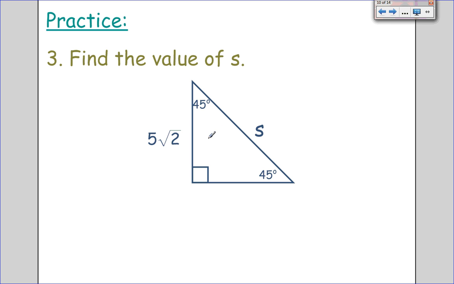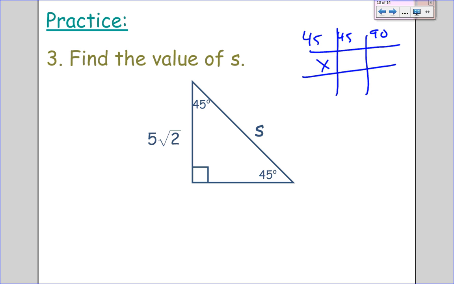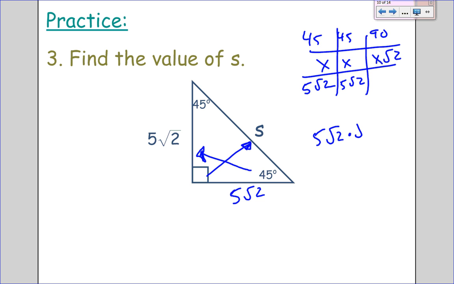Find the value of s. We know our little chart here. We know the 45 side. We're looking for the 90 side. So 45 is 5 root 2. It's going to be the same here. So if it asks for this, that would also be 5 root 2. And to go from 45 to 90, you multiply by the square root of 2. Square root of 2 times the square root of 2 is just 2. So 5 times 2 is 10. So s equals 10.